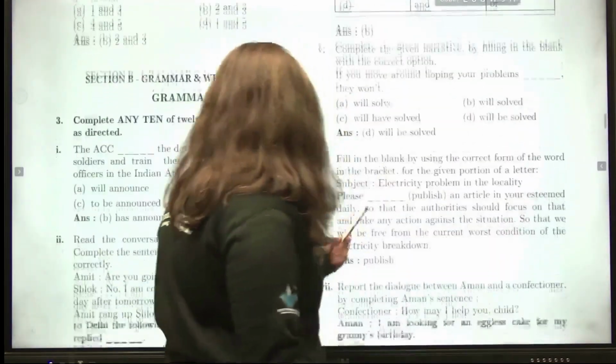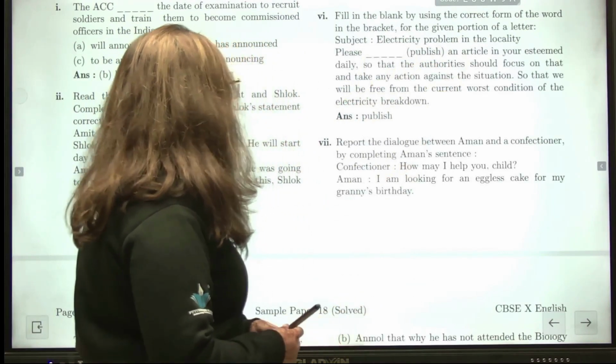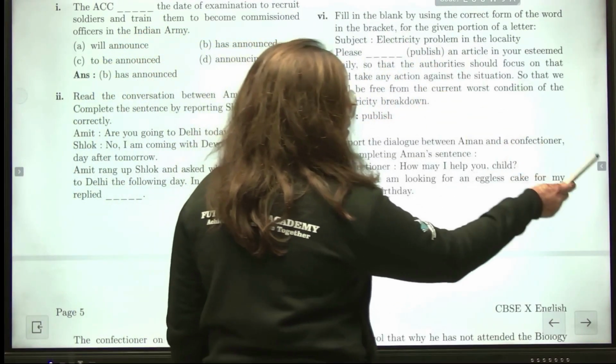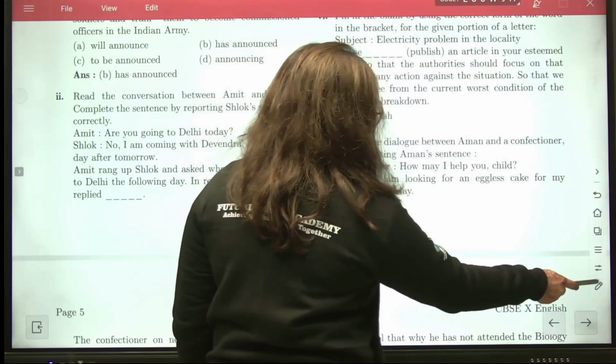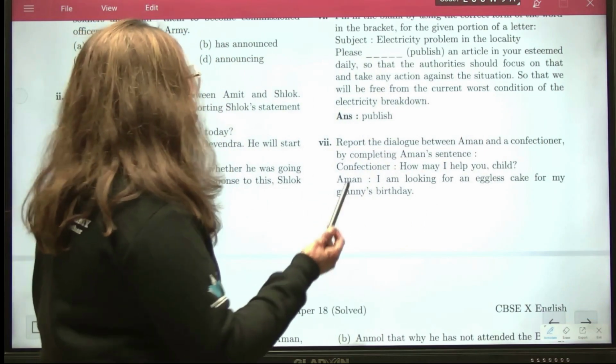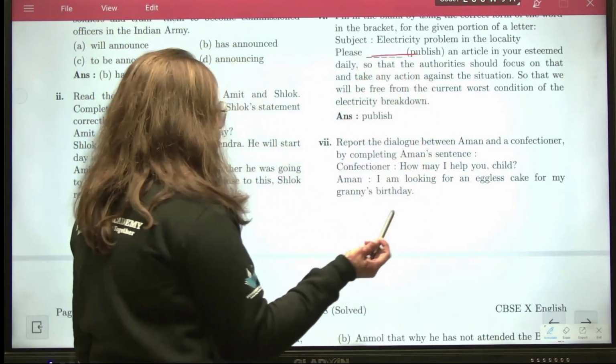Moving on to the next question. Fill in the blanks by using the correct form of the word in the bracket for the given portion of a letter. Subject: Electricity problem in the locality. क्या है? Electricity problem in the locality. Please dash an article in your esteemed daily. So please publish an article in your esteemed daily.